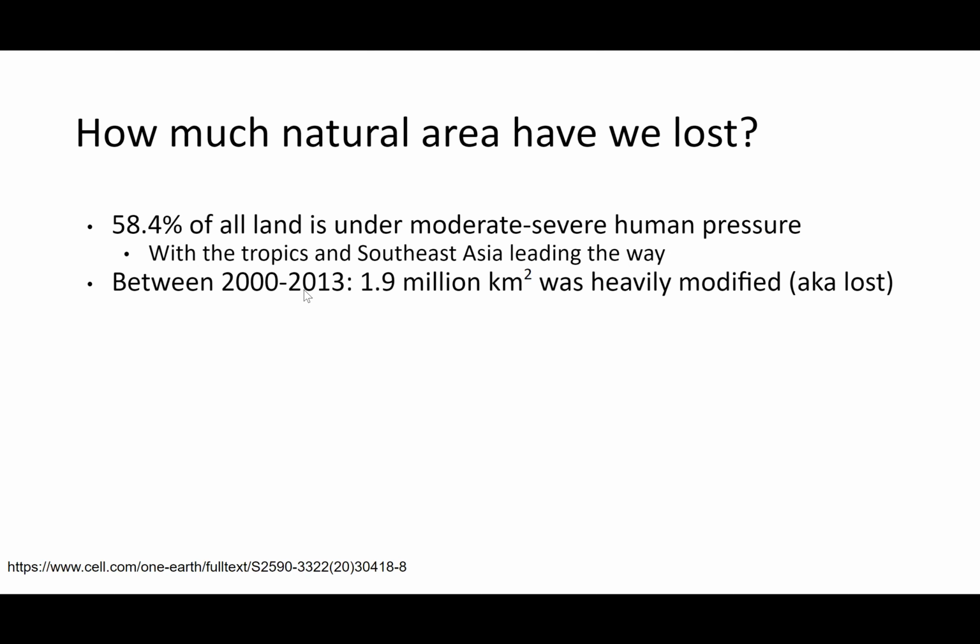So let's talk about some numbers, some hot off the press research. So this is all taken from this paper here, a really big paper that came out last year. And in this paper, they documented that about 58.4% of all land is actually under moderate to severe human pressure. And what does that mean? It just simply means that humans are encroaching on it. Land use change is occurring at an increased rate. So 58.4% of land, that is a massive amount of our planet. And between 2000 and 2013, about 1.9 million kilometers was actually heavily modified or just simply lost. And that's a massive amount of land. You're talking about country-sized amounts of land.